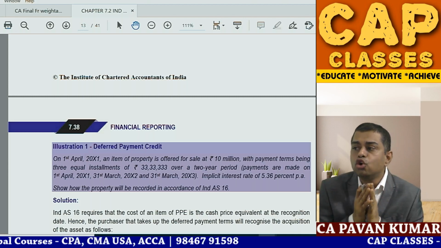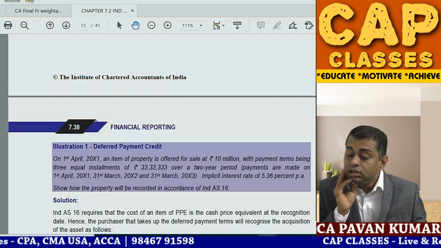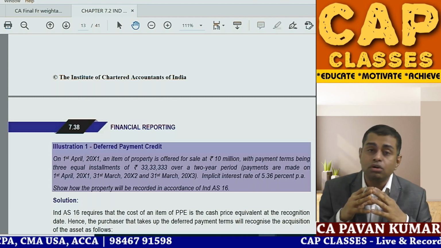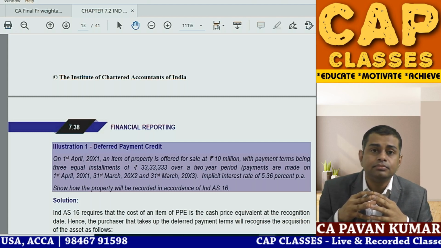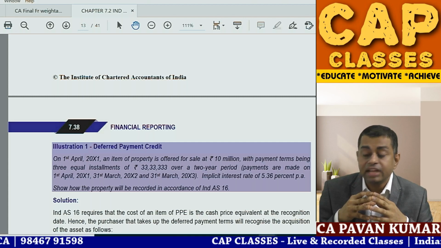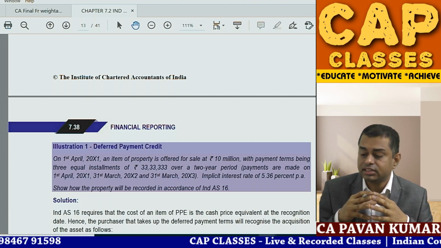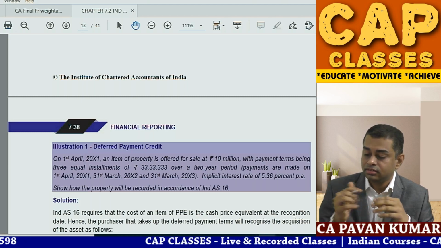So anyone who got 95 lakhs approx as the answer? Gaurav is saying 95 lakhs. Very good, Gaurav. Correct answer. Anyone else who got 95 lakhs? Only one student. Come on.